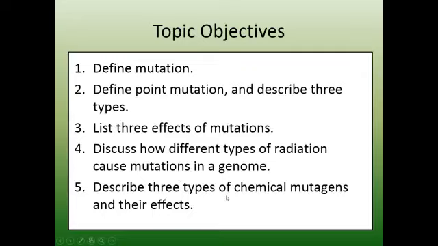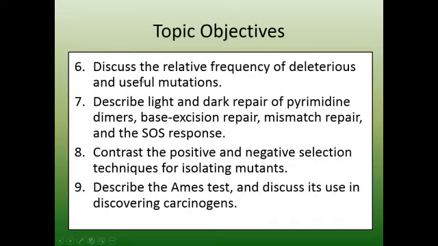chemical mutagens and their effects, discuss the relative frequency of deleterious and useful mutations, describe light and dark repair of pyrimidine dimers, base excision repair, mismatch repair, and the SOS response, contrast the positive and negative selection techniques of isolating mutants, and describe the Ames test and discuss its use in discovering carcinogens.